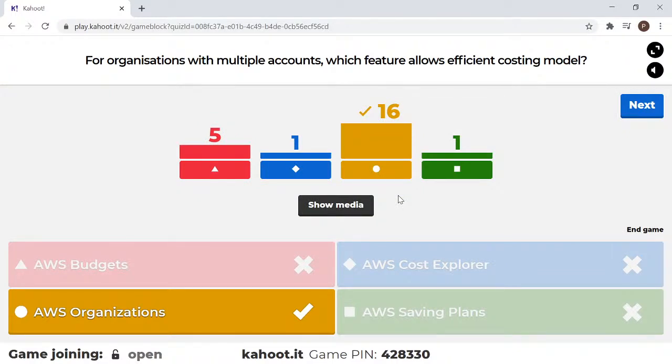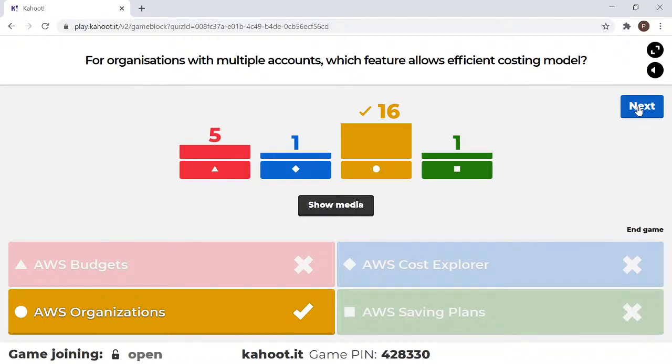That's great. Most of the people got it right. AWS organizations is the right answer. It gives a way of consolidated billing, whereas AWS budgets lets you set alarm in case the budget increases of the usage or the forecasted. Cost Explorer allows you to drill down into the cost and see how your usage works. And saving plans gives you a flexible saving plan for the compute usage.